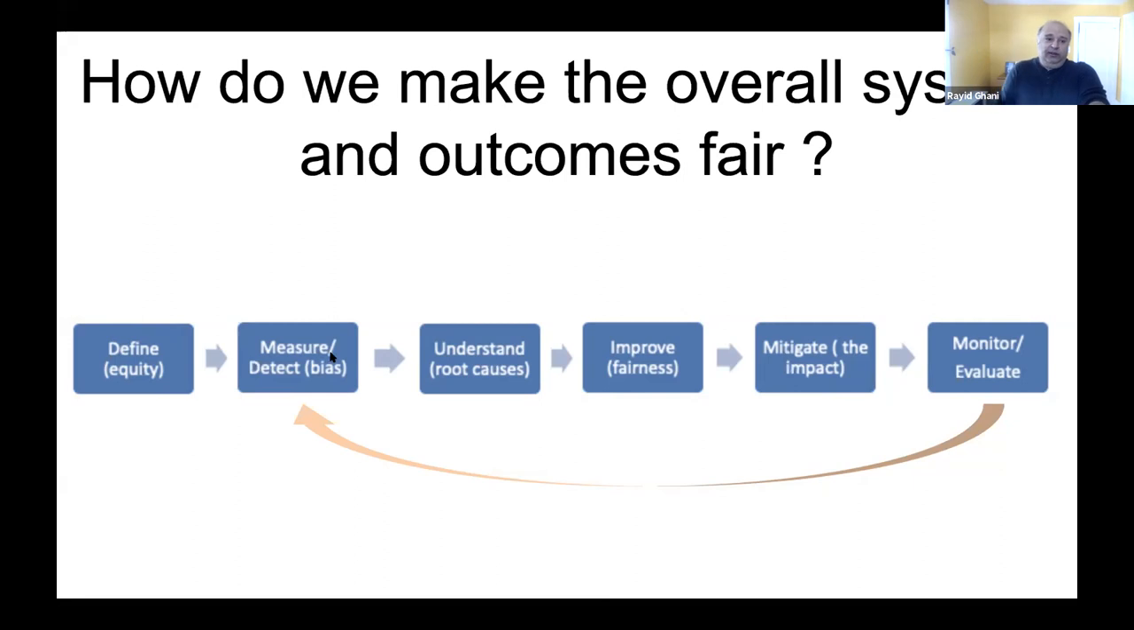Now we can think about what are the actual measurement things we can do? How do we measure bias? Then we think about what were the root causes of that bias? So kind of going through those different steps. And if we find bias, and we often find bias, right?